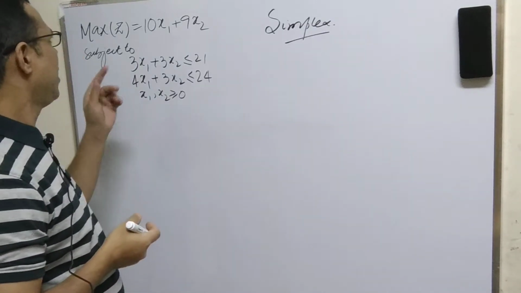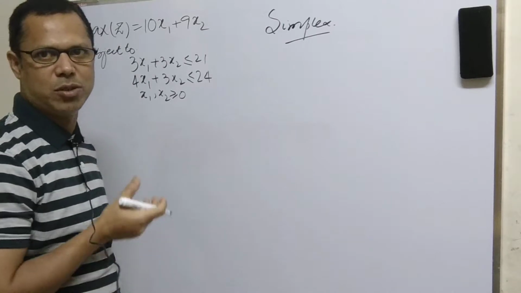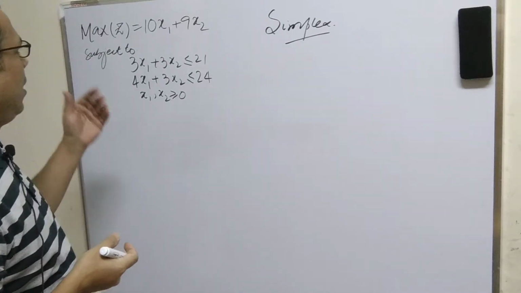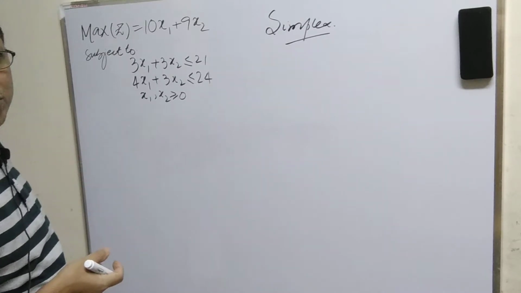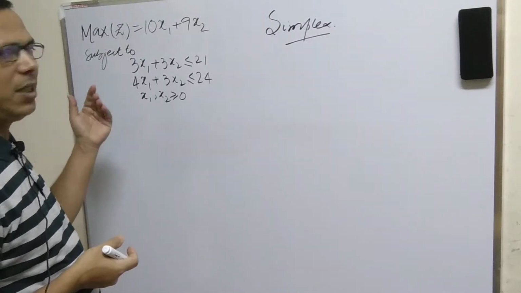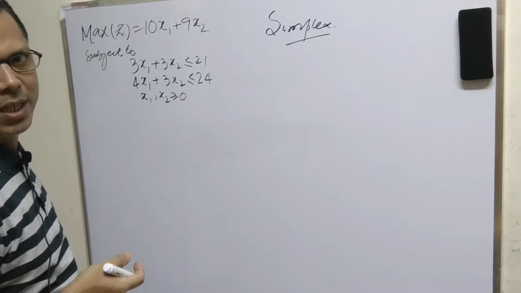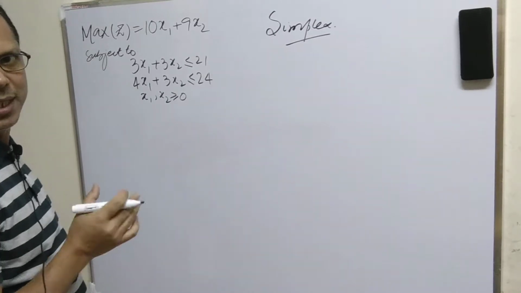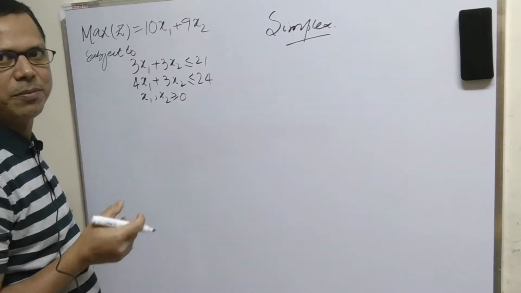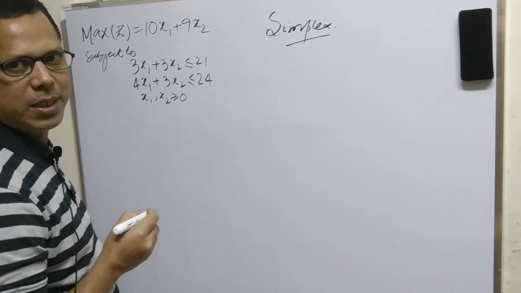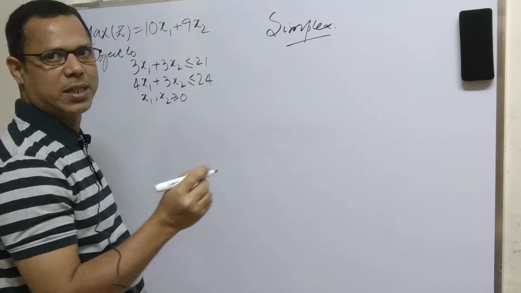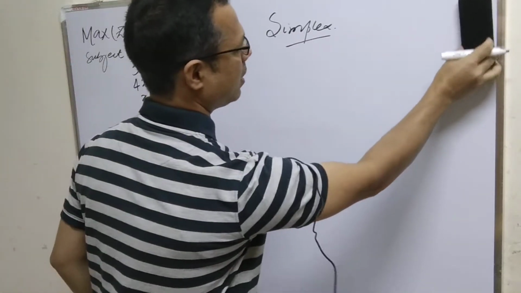Here I have taken the same example with two variables. In the graphical method I took another example, but its constraints were also restricted to two variables, so I applied the graphical method and solved it. You have already seen that video. Now I am going to apply the simplex method, and it is a very easy, very simple method. Just concentrate and try to understand the concept.